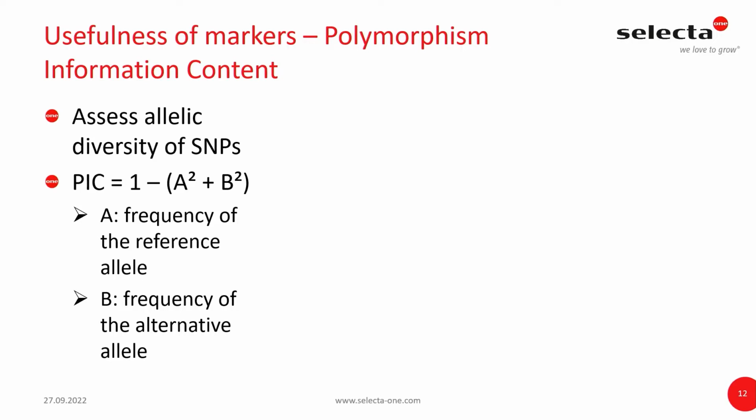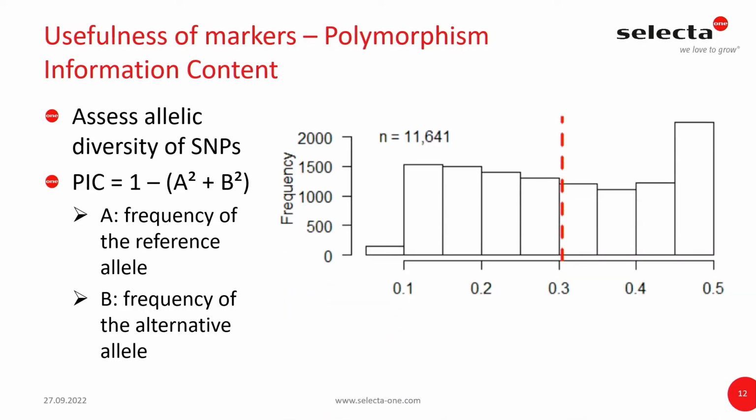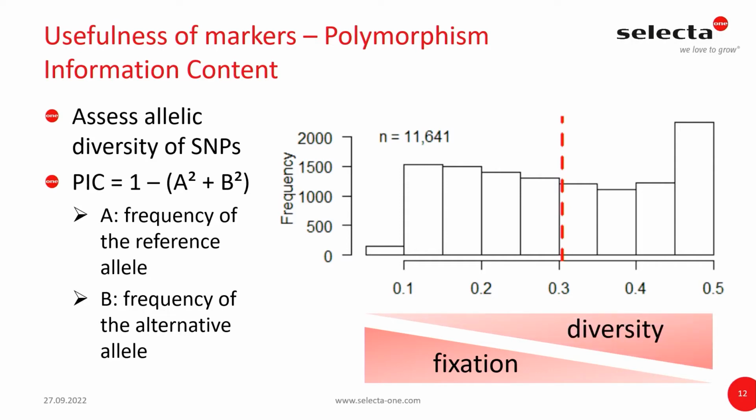A really simple approach to have access to the diversity of the markers is the so-called PIC value, the polymorphism information content. Here is just the formula, but to make it in a much quicker form, this PIC value can be between 0 and 0.5. If you are more on the side of 0, you have a kind of fixation of one allele on this marker. And if you are more on the side of 0.5, then you have more diversity.